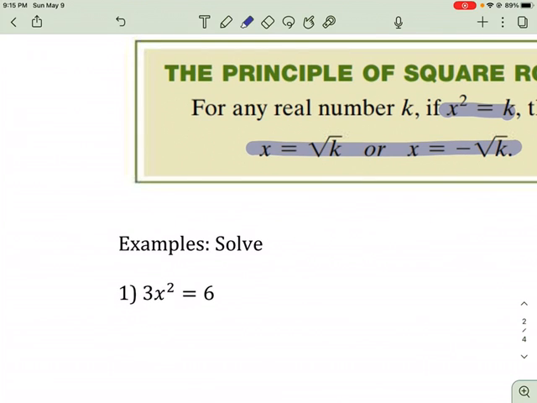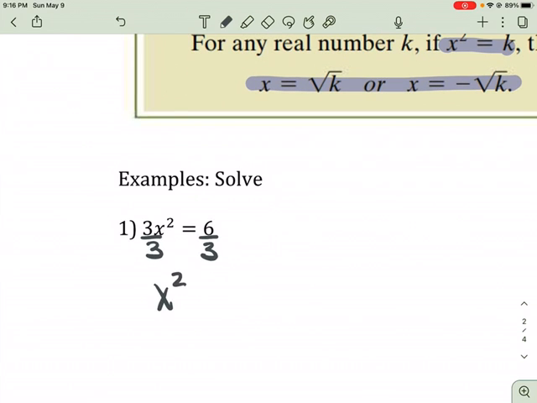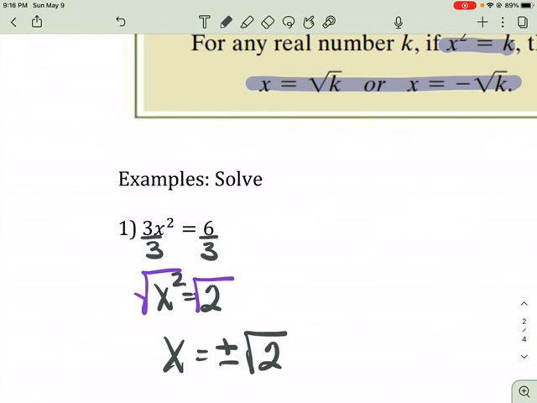There are some things that we should do, like get the variable by itself. So I'm going to divide both sides by 3 here. And we're going to get x squared equals 2. Then we're going to square root both sides. Again, we're physically taking the square root. That means our answer will be a plus and a minus square root of 2.